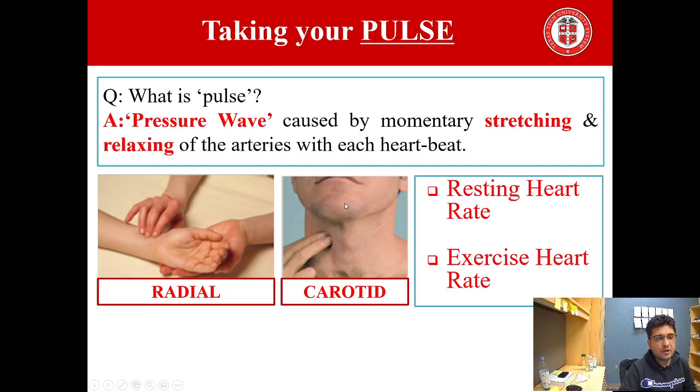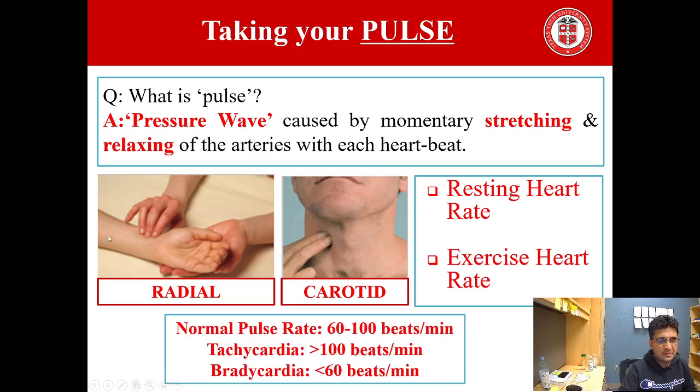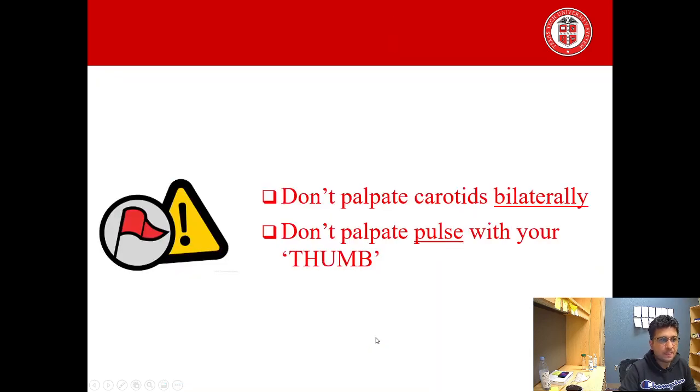Then we talked a lot about pulse, what pulse is. It's a pressure wave, and you can measure it in resting condition, you can measure it while doing exercise, and you can look for specific locations. If you're looking at it in your arm, that's the radial. If you're looking in the neck, it's carotid. And these are some of the ranges of normal values for heart rate. For example, if the pulse rate is between 60 and 100, that's normal. If it's more than 100, that's tachycardia, and if it's less than 60, that's bradycardia.